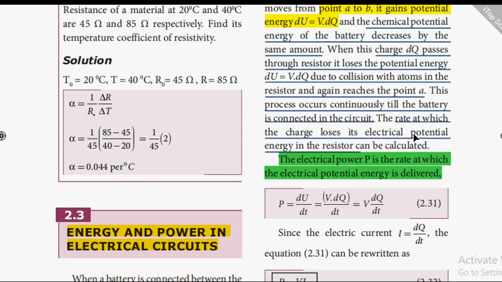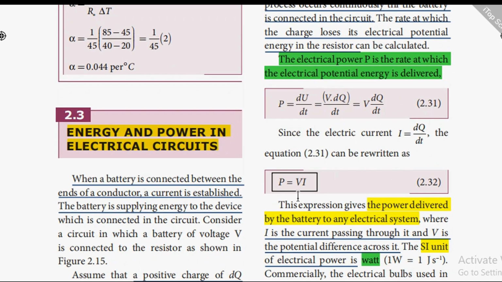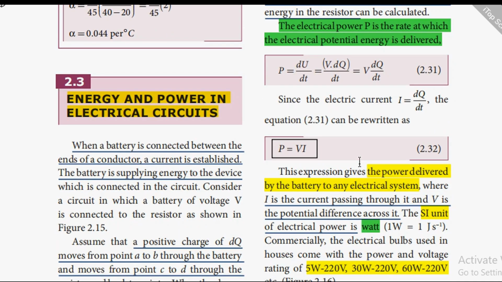The rate at which the charge loses its electrical potential energy in the resistor can be calculated. The electrical power P is the rate at which the electrical potential energy is delivered. So P is given by dU by dt, that is V dq by dt, which is equal to V times dq by dt. But dq by dt is equal to the electric current I, and therefore this equation can be written as P equal to V times I. This expression gives the power delivered by the battery to any electrical system, where I is the current passing through it and V is the potential difference across it.